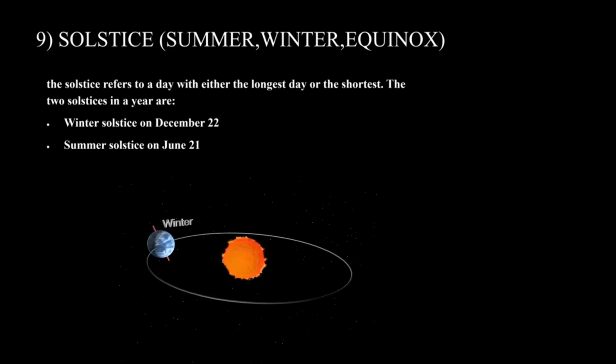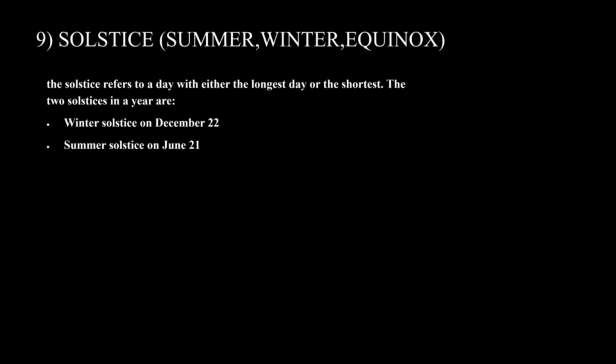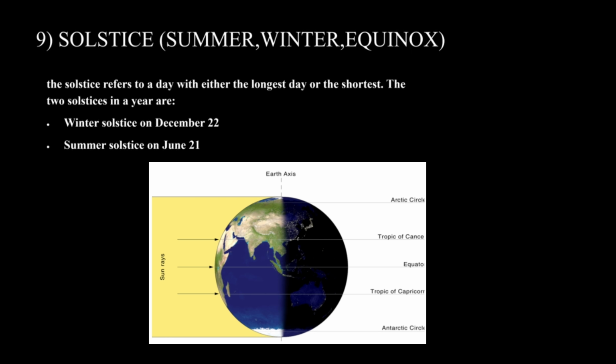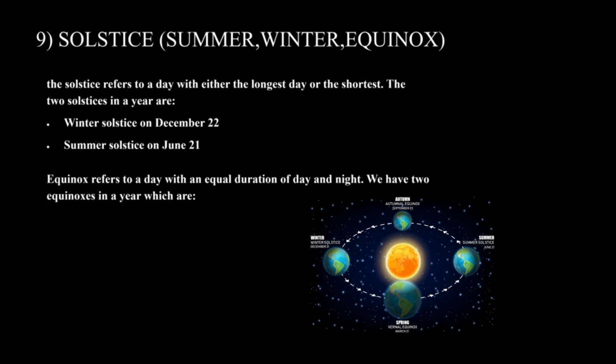Now next is equinox. What is meant by equinox? Equinox refers to a day with an equal duration of day and night. We have two equinoxes in a year, which are spring equinox on March 21st and autumn equinox on September 23rd. You can see in the picture all the equinoxes and the solstices.